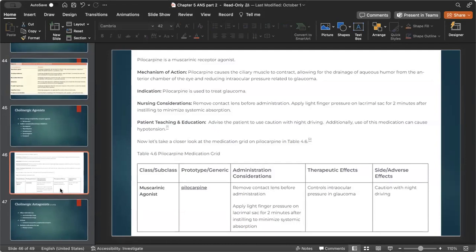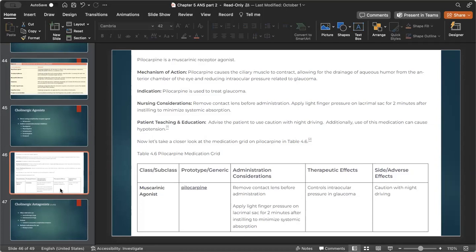So pilocarpine is one of those drugs that actually works on the parasympathetic nervous system. And that's because it works on SLUD. So since it works using SLUD, it treats something called xerostomia, and that is because it helps with a dry mouth. It can also be used to treat glaucoma because it can decrease some of that pressure that you get in your eyes. So nursing considerations, you want to remove the contact lens before administering.